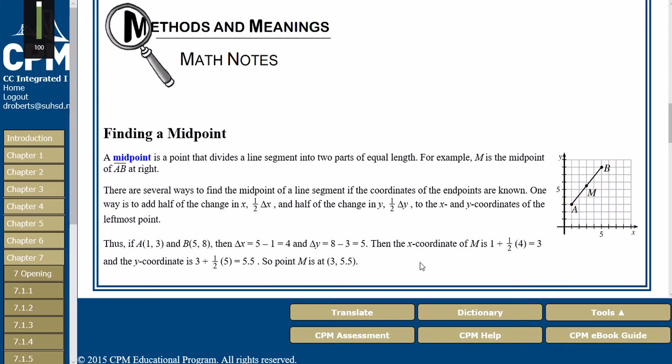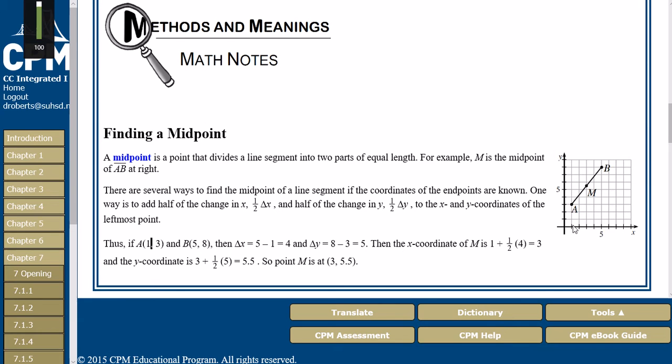So that's one way. I look at this a little bit differently. One of the things that we talk about in class is if I look at this, I can see A has a value for x at 1 and B has a value of 5. If I add 1 and 5, I get 6. And if I take half of that, I'm at 3. So essentially what I'm doing is I'm averaging the x coordinates here.